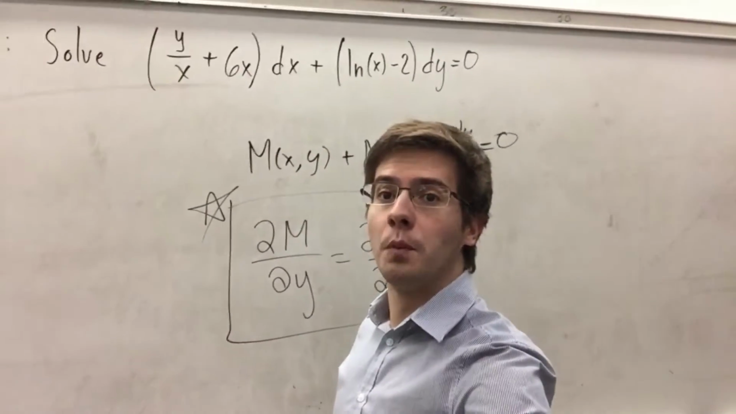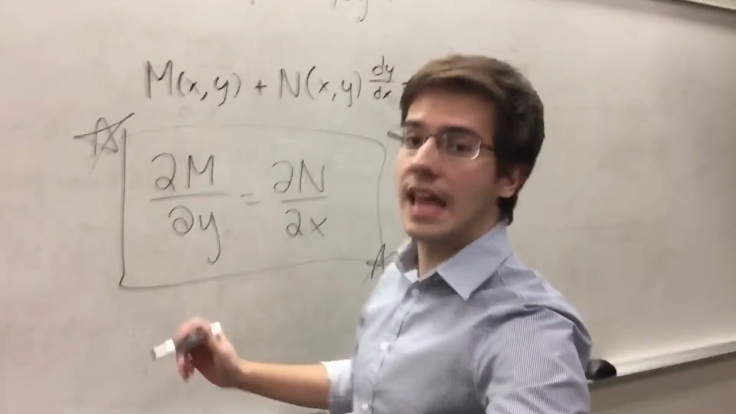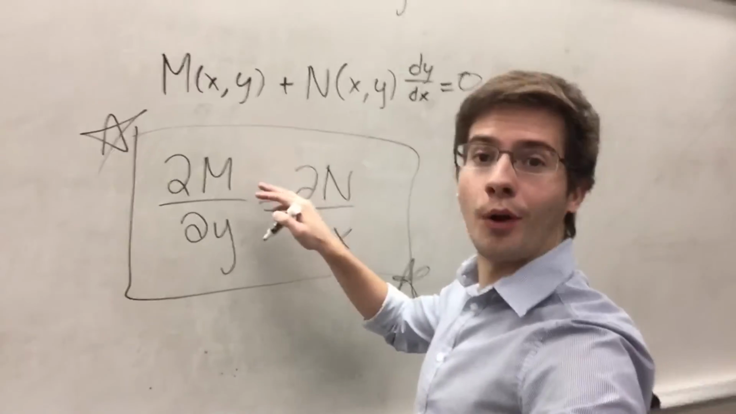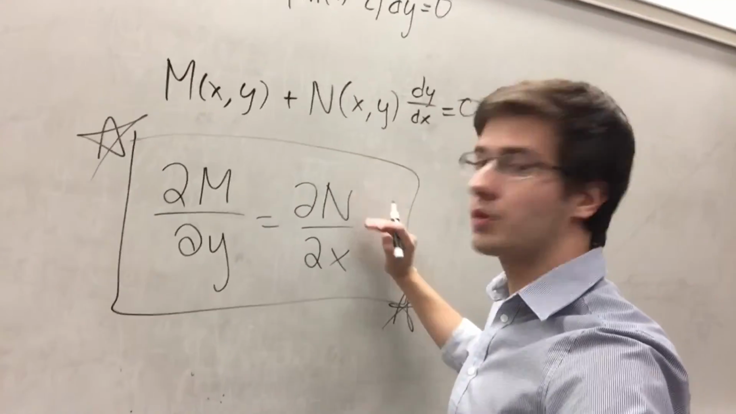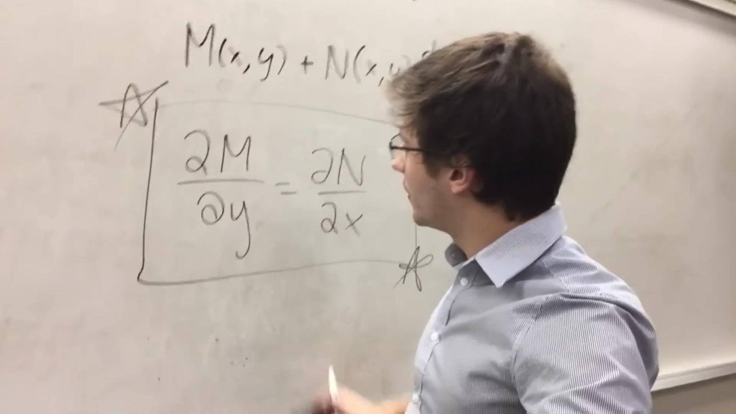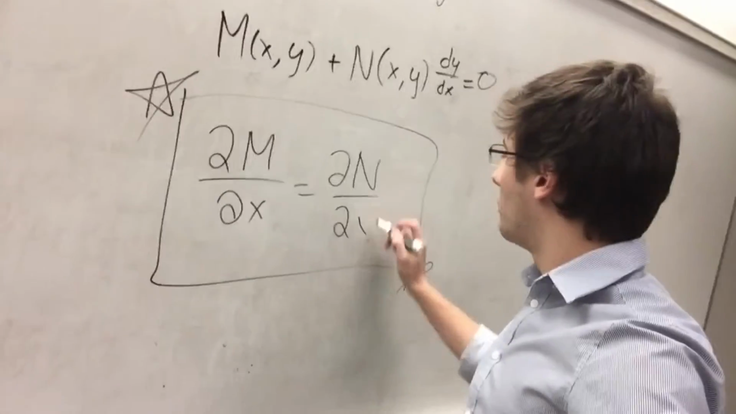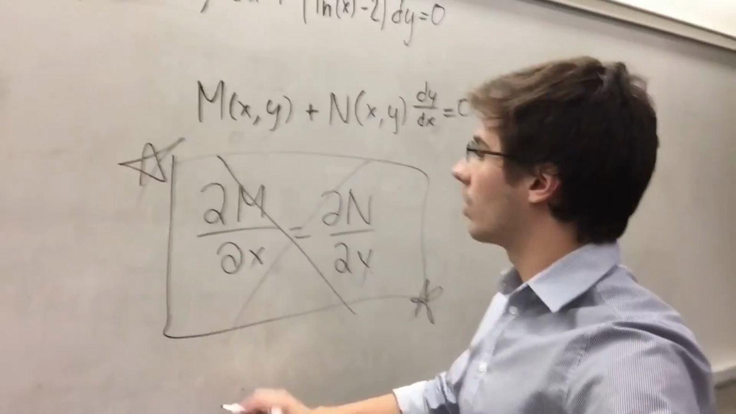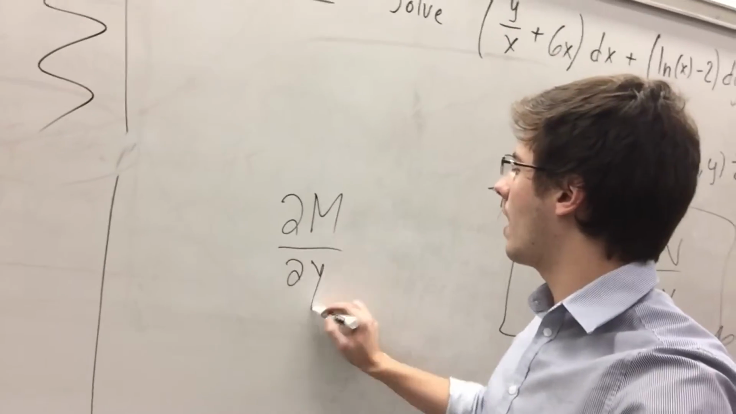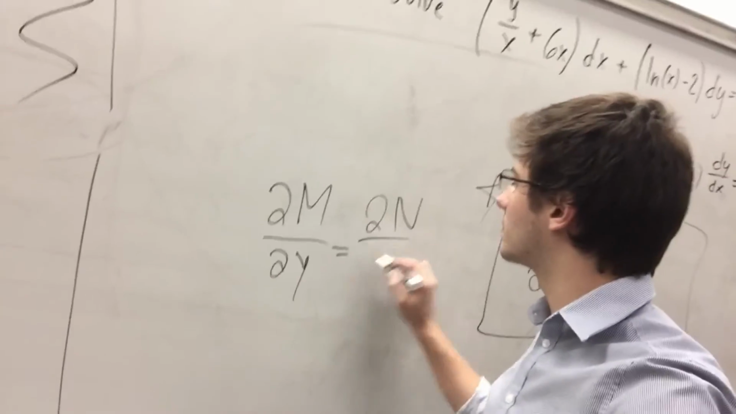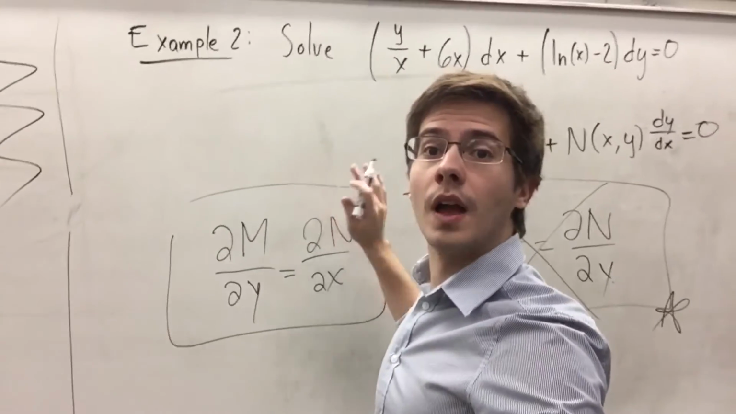Everyone, so just a small little note before we go. I made a mistake when writing out the test for finding exact ODEs, and this is the correct version. It is the partial derivative of M with respect to y is equal to the partial derivative of N with respect to x. On the video, I wrote it like this, x, and here y, but that is wrong. The correct version is the partial derivative of M with respect to y is equal to the partial derivative of N with respect to x.